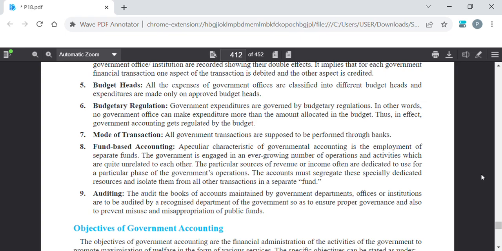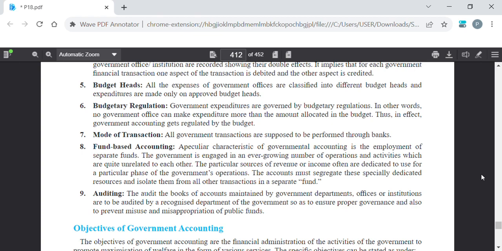Fund-based accounting. A peculiar characteristic of governmental accounting is the employment of separate funds. So for everything you have a separate fund. Suppose I want to construct a bridge, separate fund. I want to construct a railway line for metro, or I want to construct anything. So for that you have a specific separate fund.